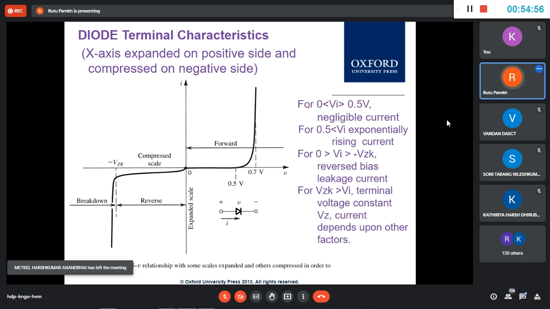So now this is the enlarged, expanded first quadrant. This is the same, as it is. So for 0 less than VI, now VI is your input voltage, in between 0 to 0.5 volt, it is negligible current. Okay, so from 0 to this much, the current is negligible. And then from 0.5 to 0.7, it is exponentially rising current, and then above 0.7, it is almost linear.